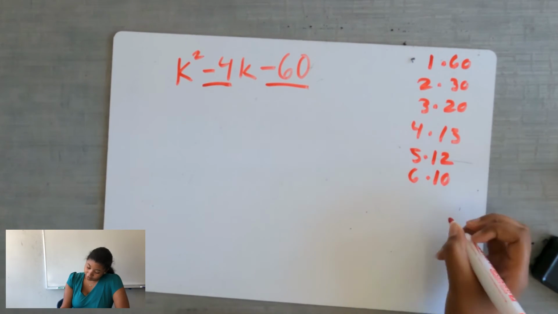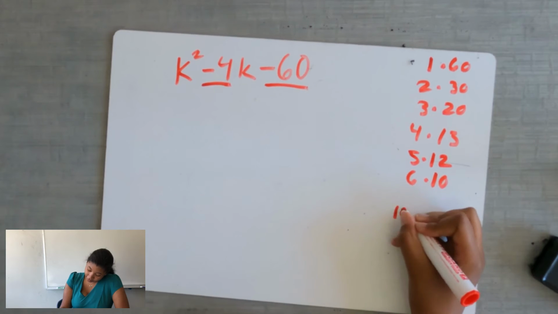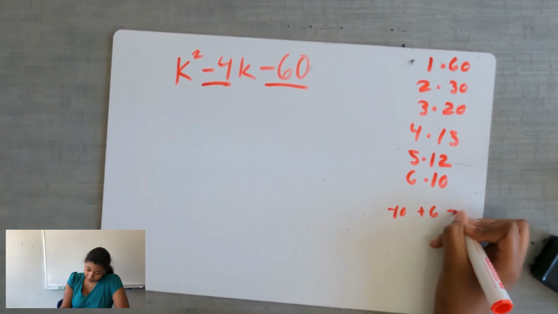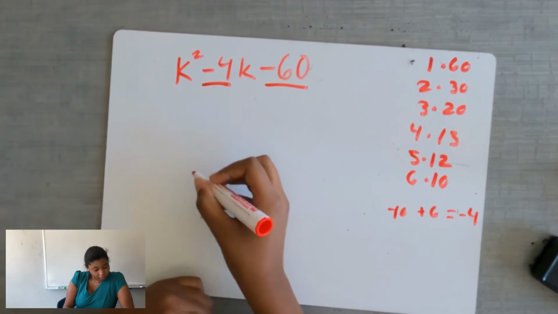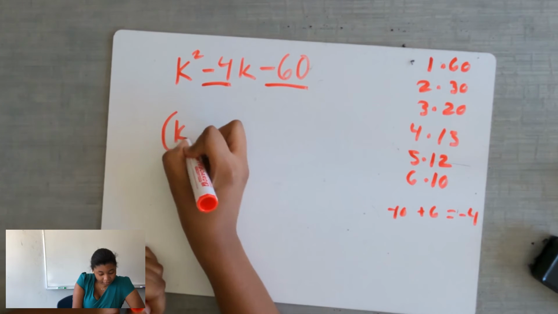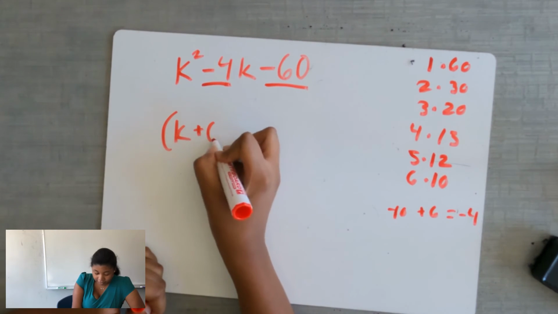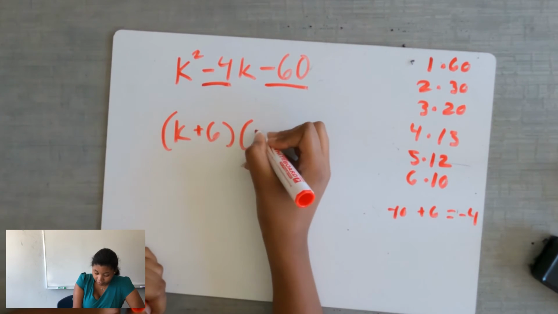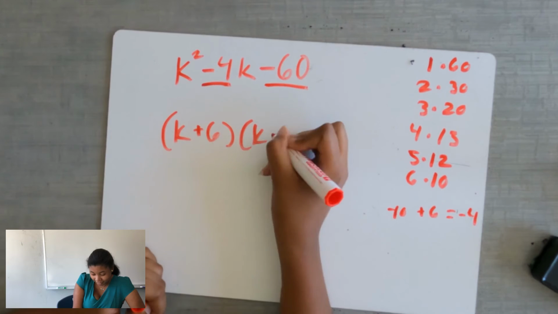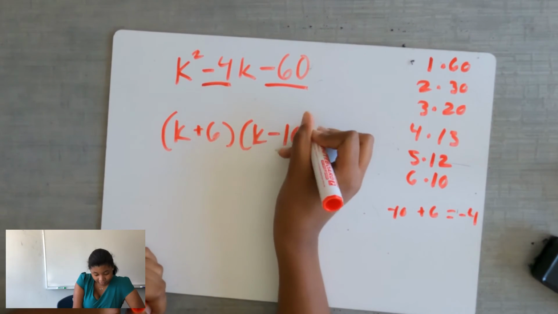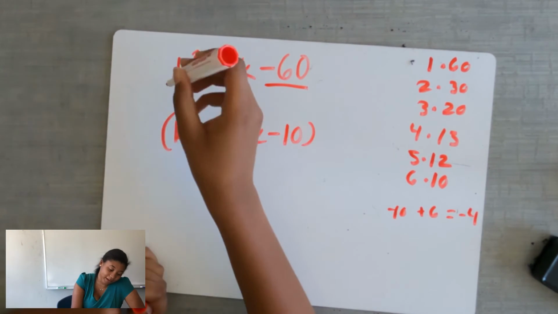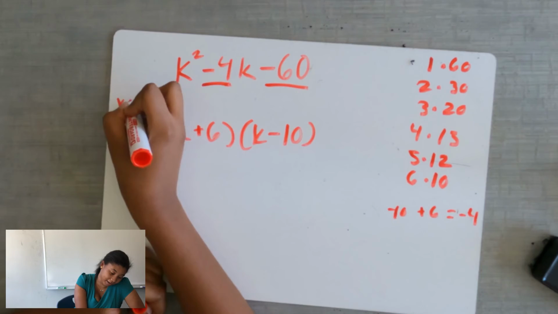And we know that negative 10 plus 6 equals negative 4. So our equation would be k plus 6 times k minus 10. And we already know that it will be k twice due to the fact that the only way you can get k squared is with k times k.